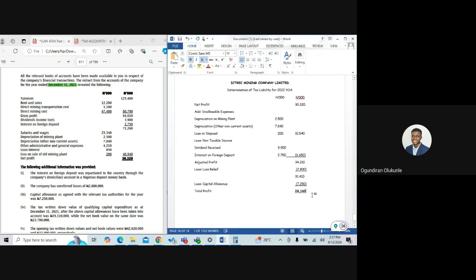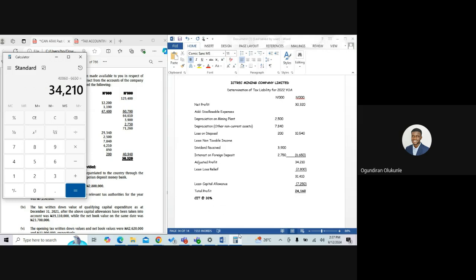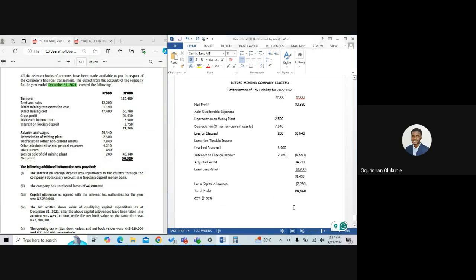So then we'll move on and say CIT at 30% of 24,160. What do you have? 7248. Then TET at this year of assessment is 2.5% of assessable profit, right? Which is same as the adjusted profit.